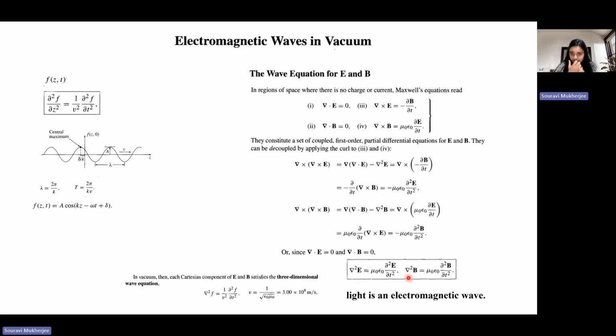which is nothing but your wave equation. So if you compare it with the typical wave equation, it is telling you that you have a wave moving with a velocity given by this value here, which is nothing but the speed of light. So this tells us that you can have electromagnetic waves in vacuum, and these electromagnetic waves are like light. So light is an electromagnetic wave. That's how we came to that conclusion.